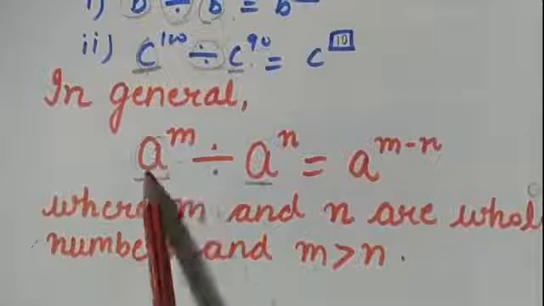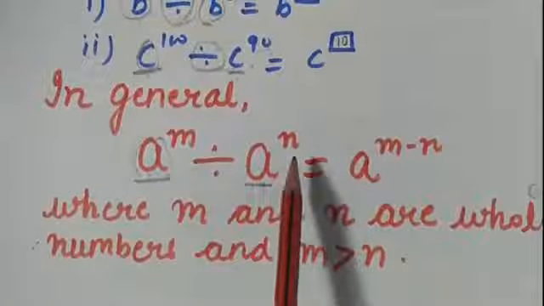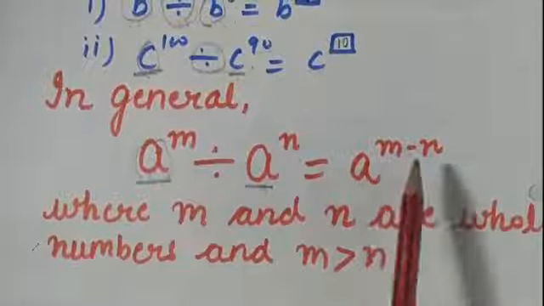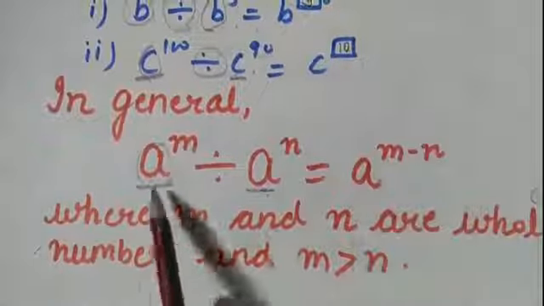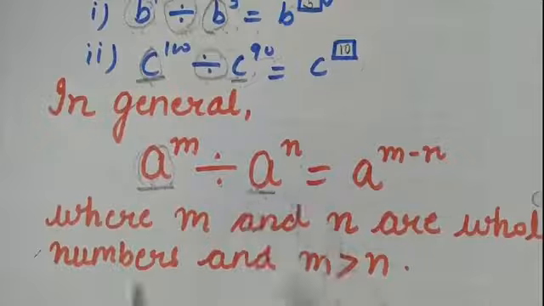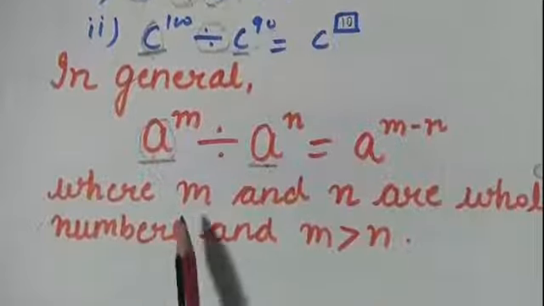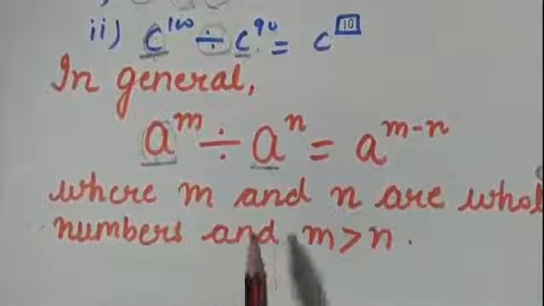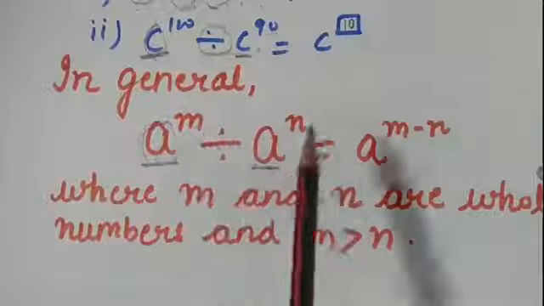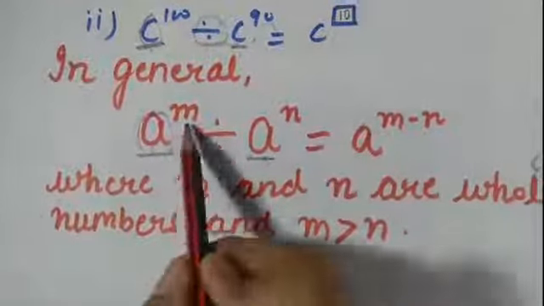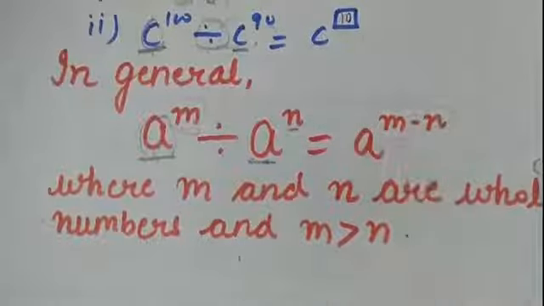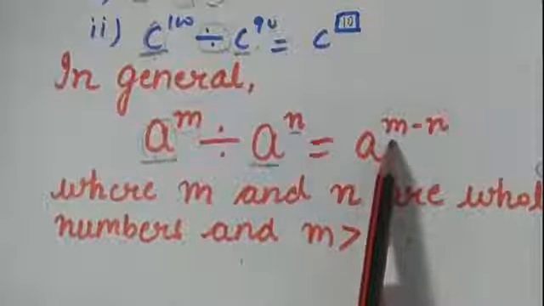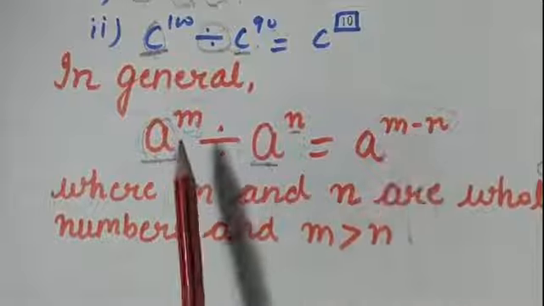So a raised to the power m divided by a raised to the power n, the powers get subtracted. Powers get subtracted only in the case whenever we are dividing two exponential numbers having the same base, where m and n are whole numbers and m must be greater than n, so that we get the positive exponent, the positive power.